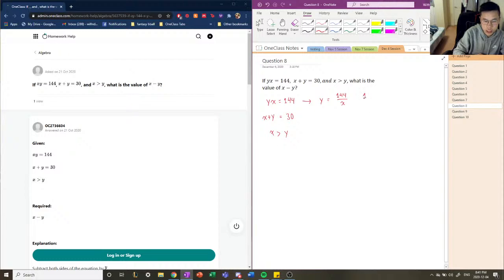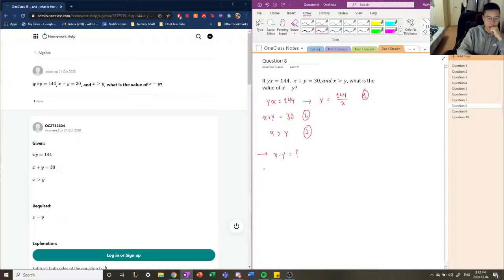So we're going to label these 1, 2, and 3, and we're going to use these 3 pieces of information to find out what x minus y is. So we want to find out what x minus y is equal to. First of all, we're going to use 2, and we're going to isolate for y.